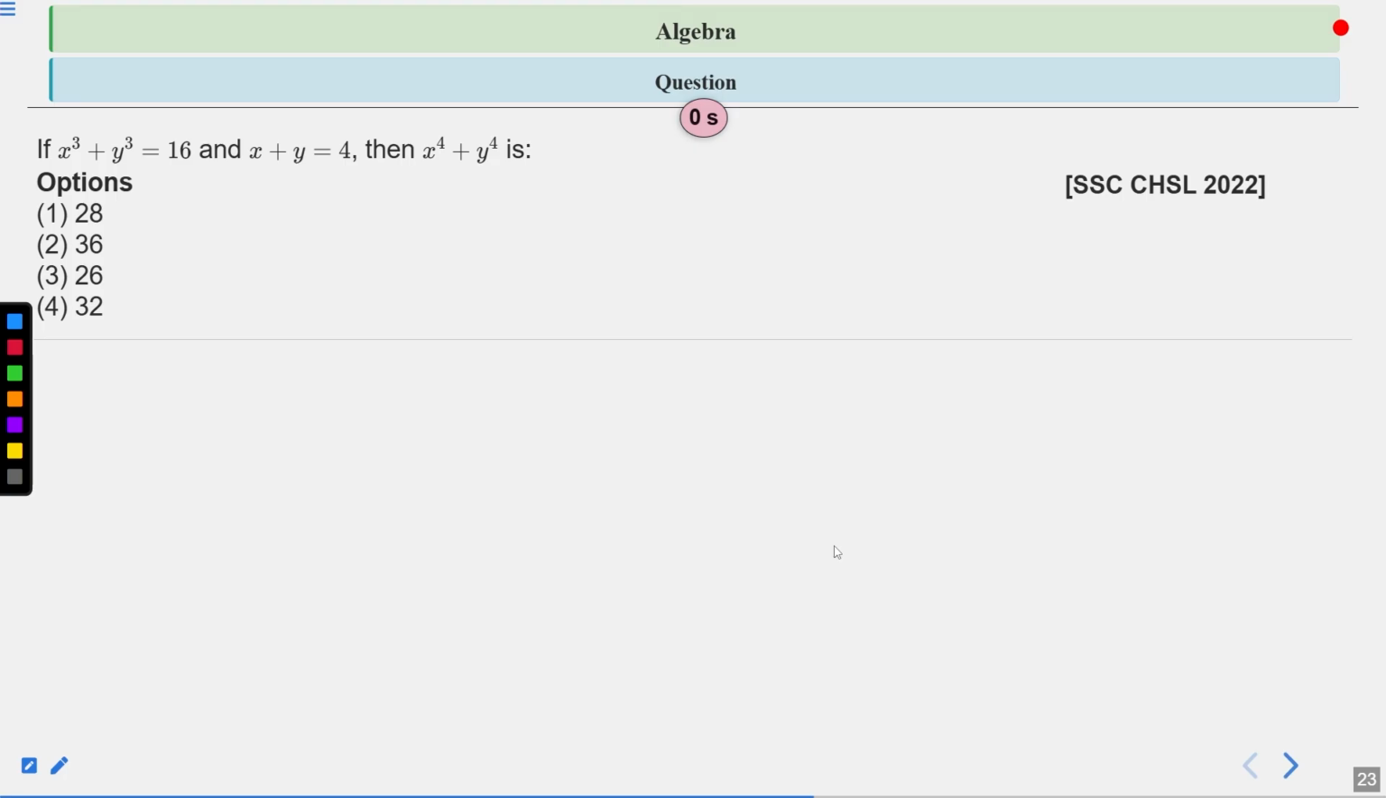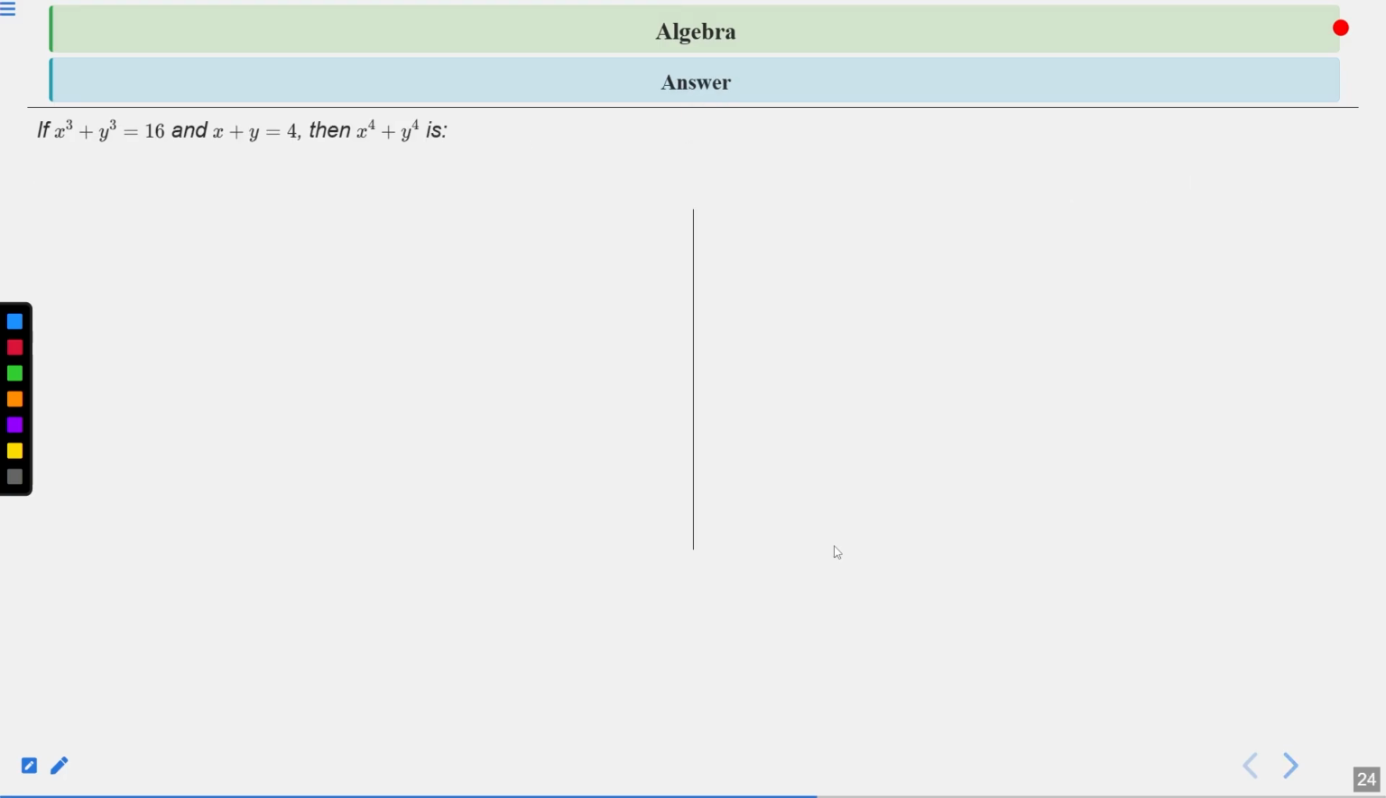Now time's up. Let's see the solution of this question. The question says that x³ + y³ equals 16 and x + y is given, which is 4. We need to calculate the value of x⁴ + y⁴. So the correct answer of this question is the fourth one, which is 32. Now see the detailed solution using concepts 19.1.5 and 19.1.11.